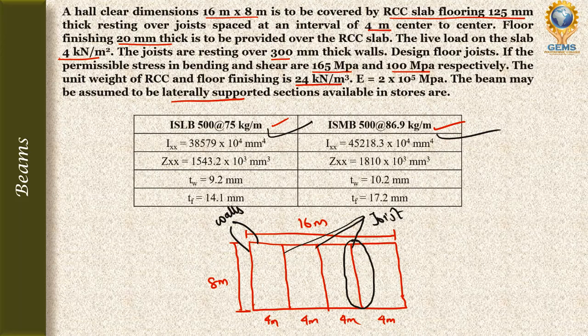What is the span of the joist? Here the span of the joist is from here to here. It is 8 meter, the clear span of the joist. In this question, we don't have any loads directly. They have given the RCC slab flooring thickness, the floor finishing thickness, and the live load acting on the slab. So we have to find the total load that is acting on the joist. Solution.